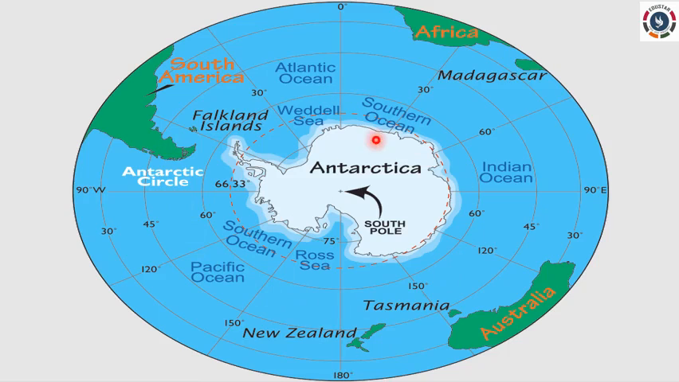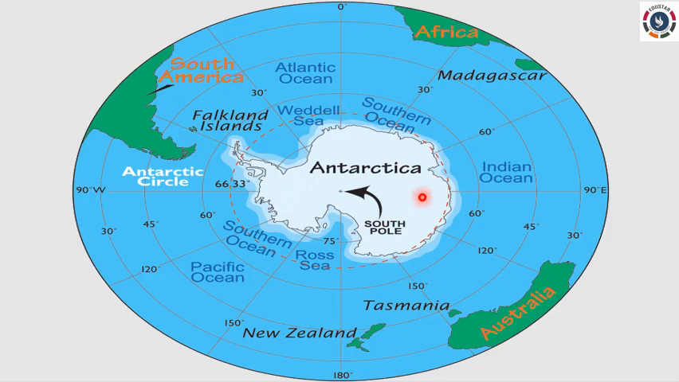It is also known as White Continent and South Pole. And South Pole lies at its center.